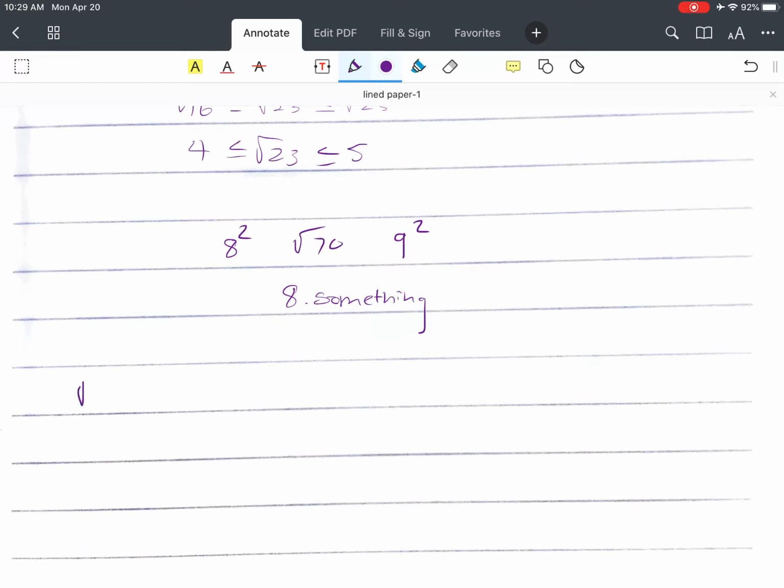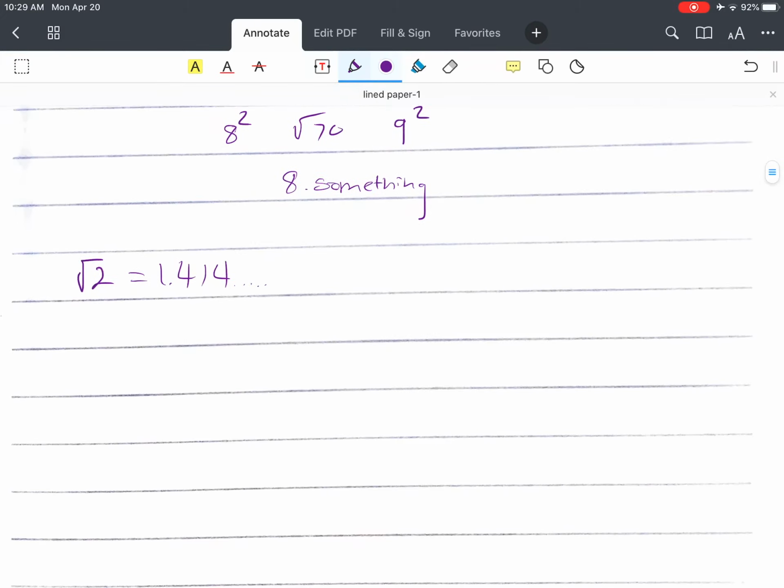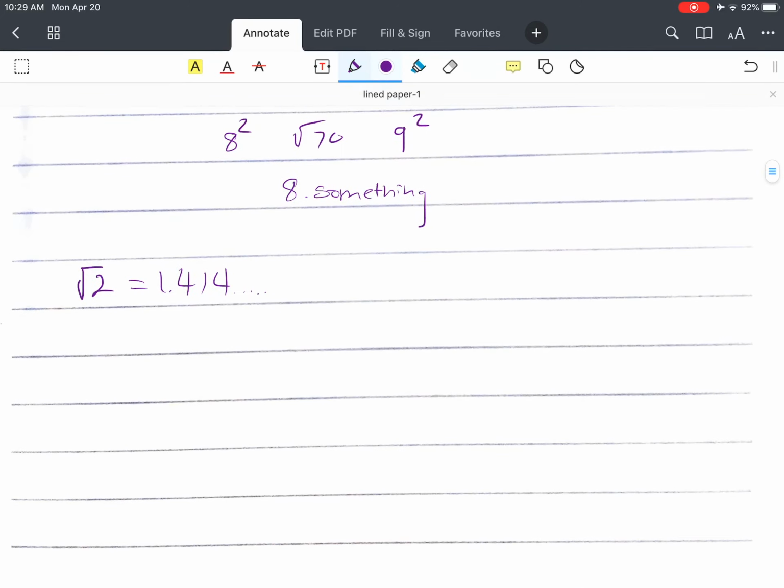Now, I can tell you this. The square root of 2 is equal to 1.414 dot dot dot. This number goes on forever, and there's no pattern to it. Why am I talking about this? Well, this is a special type of number, okay?